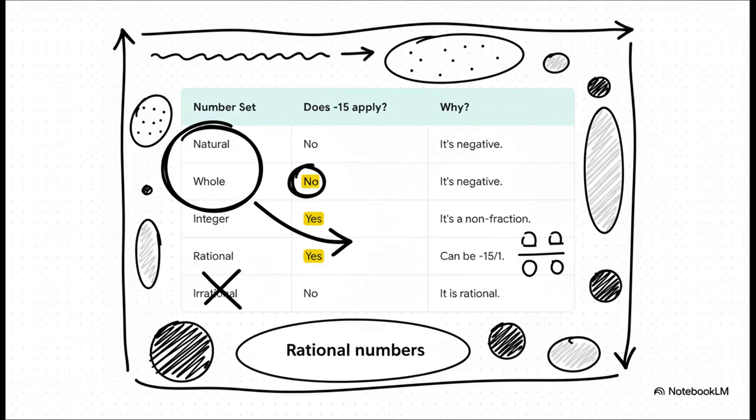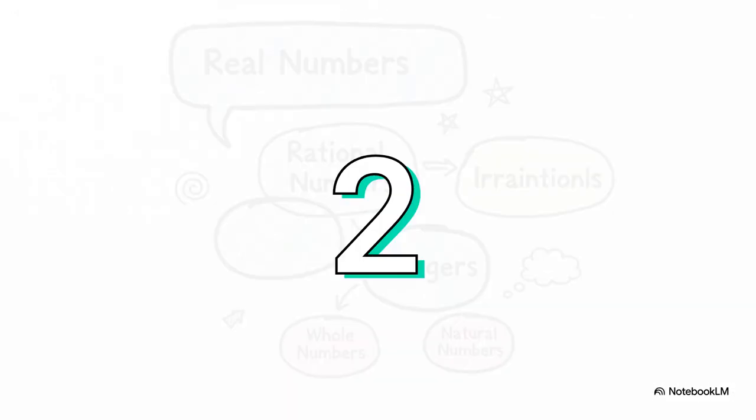And here's the key part. Since it's an integer, is it rational? Yes, again, because we can write it as a fraction, -15/1. And finally, if it's rational, there's no way it can be irrational. So there you have it. Out of all those options, -15 is both an integer and a rational number.